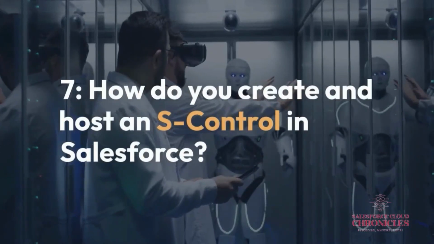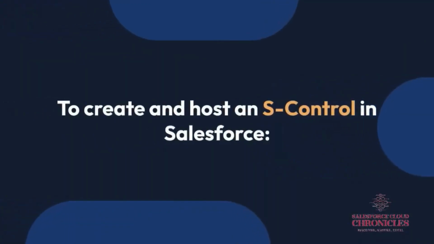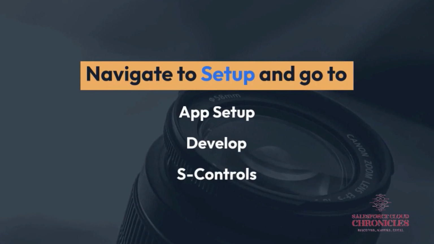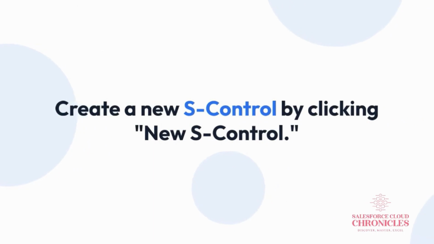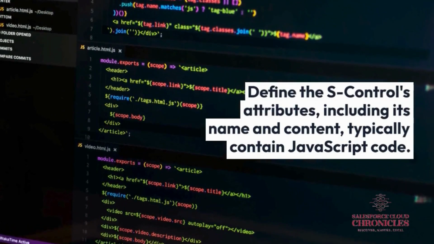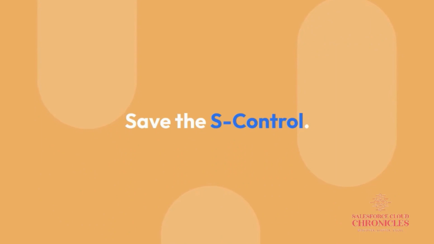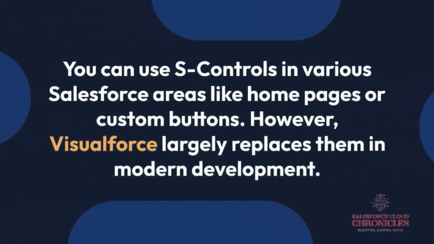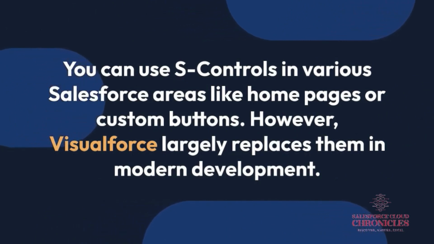Question 7. How do you create and host an S-control in Salesforce? To create and host an S-control in Salesforce, navigate to Setup and go to App Setup, Develop, and S-controls. Create a new S-control by clicking New S-control. Define the S-control's attributes, including its name and content, typically containing JavaScript code. Save the S-control. You can use S-controls in various Salesforce areas like home pages or custom buttons. However, Visualforce largely replaces them in modern development.